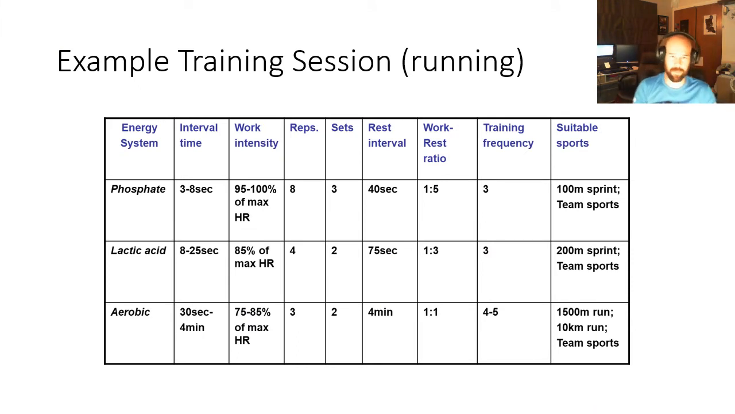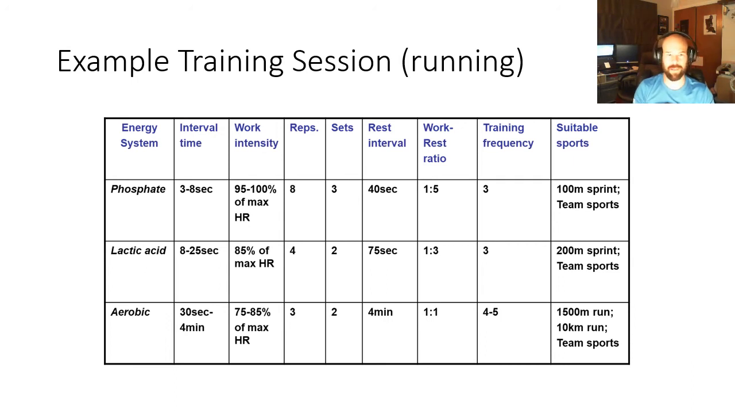Again, something that's not in your textbook, but these are another example session that you might include. If you're looking to train the phosphate energy system, you've got an interval time of somewhere between 3 and 8 seconds. Your intensity is going to be basically 100%, because that's what you're trying to work. You're trying to work that ATP-PC, which we know is 95 to 100% of your max heart rate. So you might do that 8 times, 3 sets of 8.